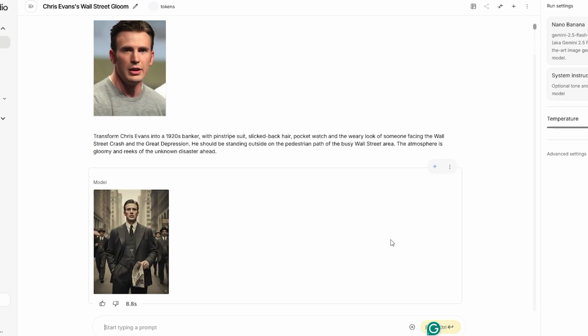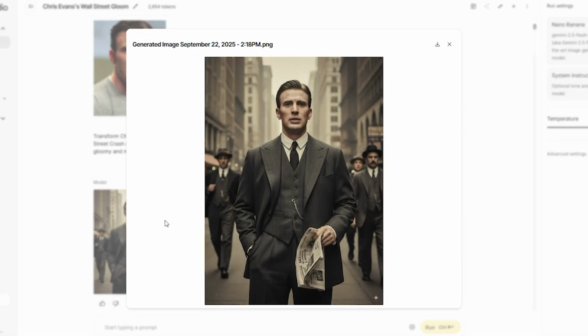Look at that! The pinstripe suit, the slicked back hair, that subtle glint of a pocket watch chain, and that expression, the weariness, the concern in his eyes. And the background? Wall Street, the gloomy atmosphere. Nano Banana didn't just put him in a suit, it captured the essence of the era and the impending disaster. It's phenomenal. Now, you might be wondering, how does it do that?